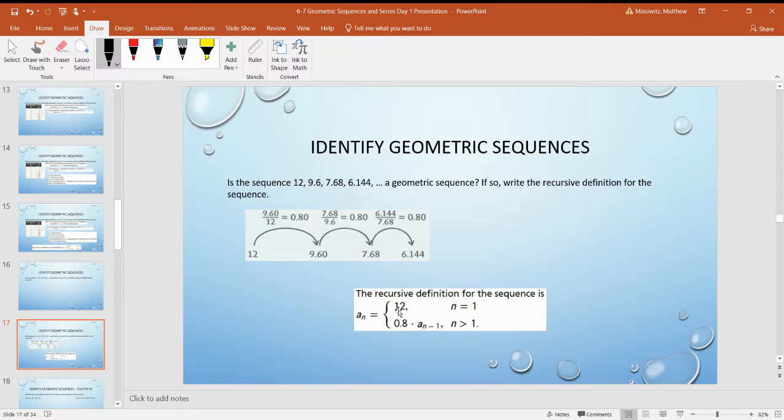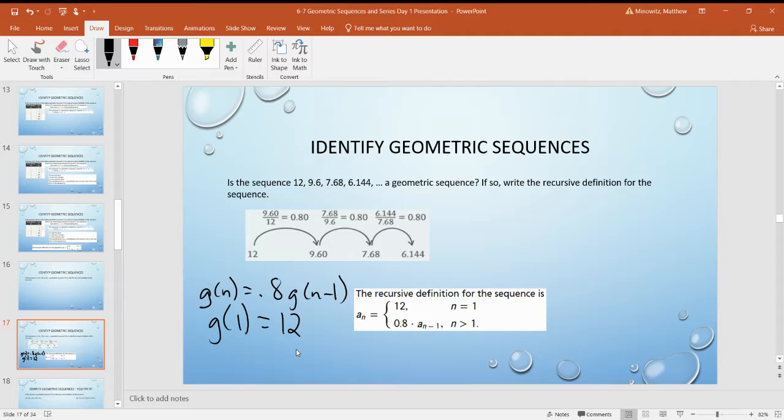So in this case, we start at 12, and each term we multiply by 0.8 to get the new term. The way I would have written this, I would have said g of n equals 0.8 times g of n minus 1, and g of 1 equals 12. Both notations are fine. We generally assume that n has to be positive and n has to be an integer because we can have term 1 or term 2 or term 3. There's nothing between term 1 and term 2. So this is what a geometric sequence looks like in recursive form.